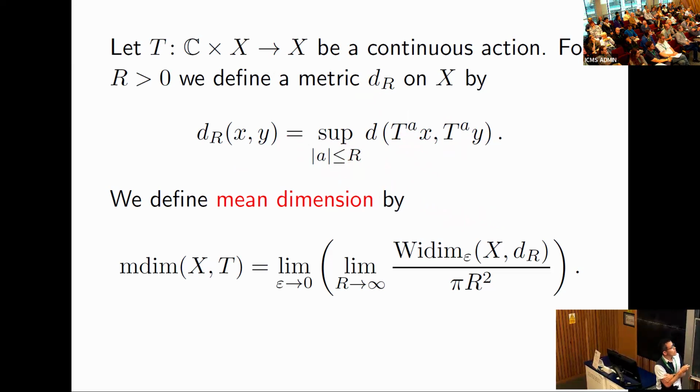Now we define mean dimension by this formula. This is the epsilon width dimension of X, but with respect to this new metric d_R. We want to know the growth of this quantity with respect to the area of the R disk, and take the limit, and then take the limit with respect to epsilon. It is known that this limit always exists, and it becomes a topological invariant of this group action. This is Gromov's definition of mean dimension.